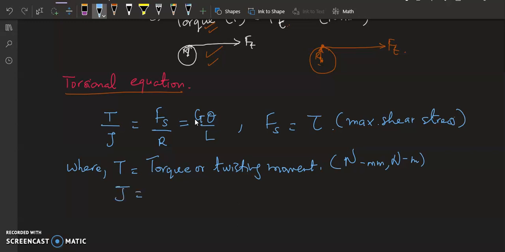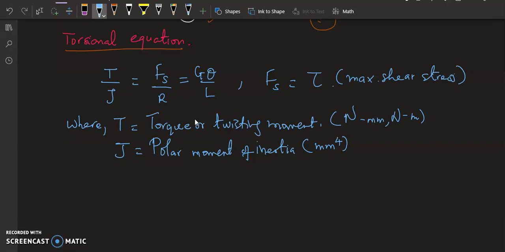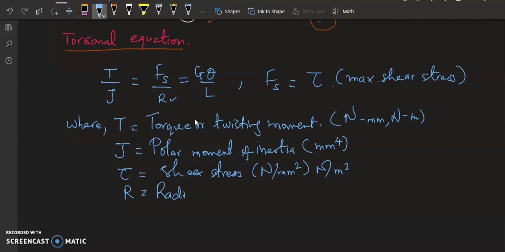The next term that we're talking about is J, and J is the polar moment of inertia. And basically it is measured in millimeters raised to power 4. So I've just taken the smallest unit in this case. The other term is tau. Now this is shear stress. Shear stress is measured in Newton per millimeter squared, or Newton per meter squared, and so on and so forth. We also have another term which is R. Now R is the radius of the shaft. So this is usually measured in meters or millimeters.